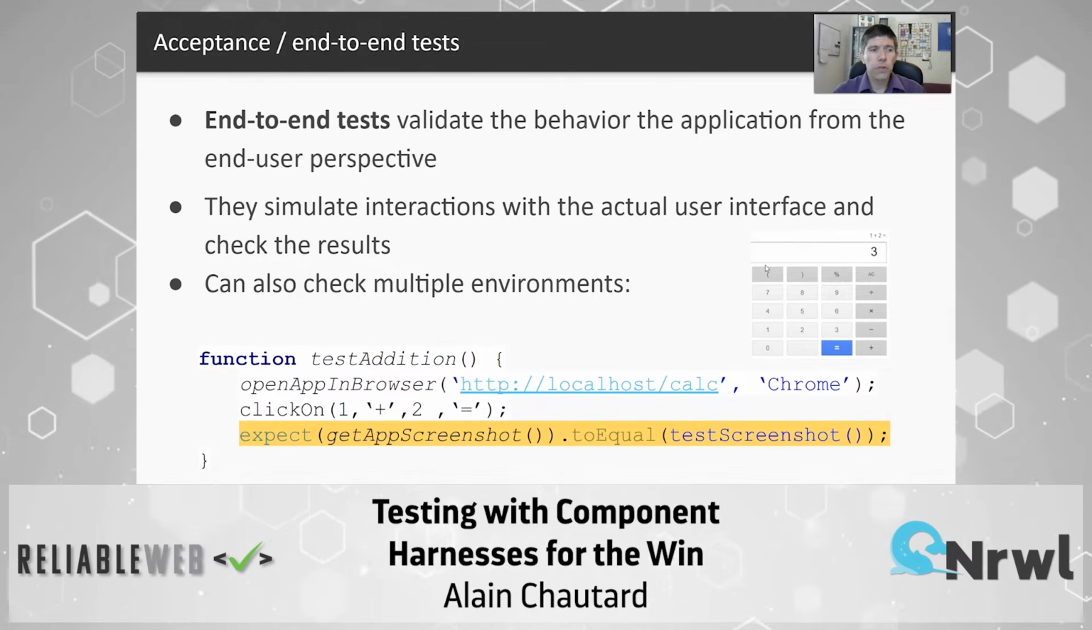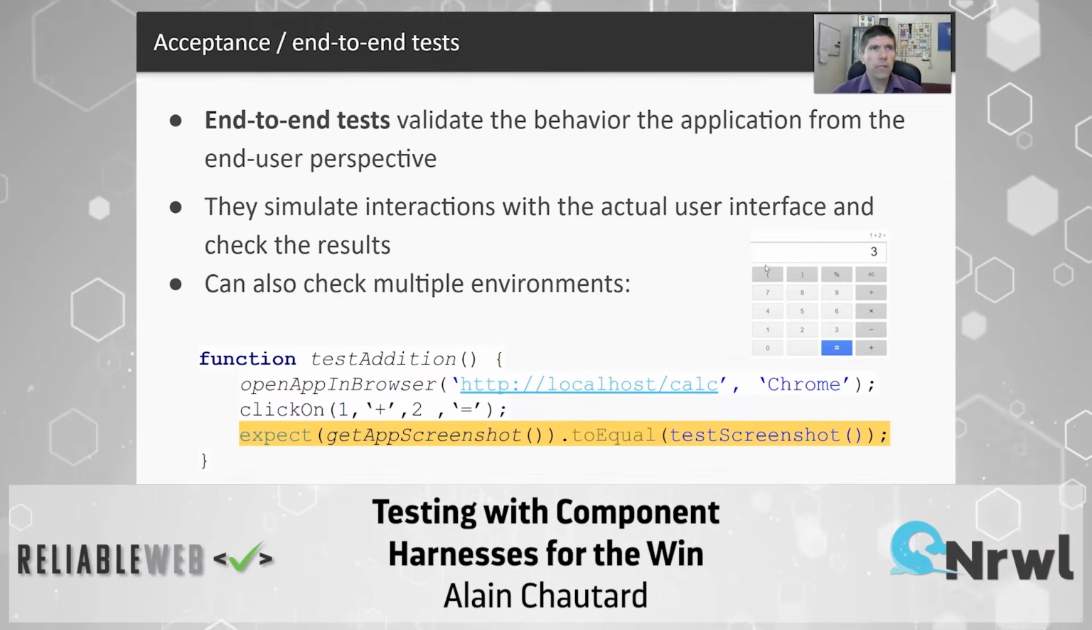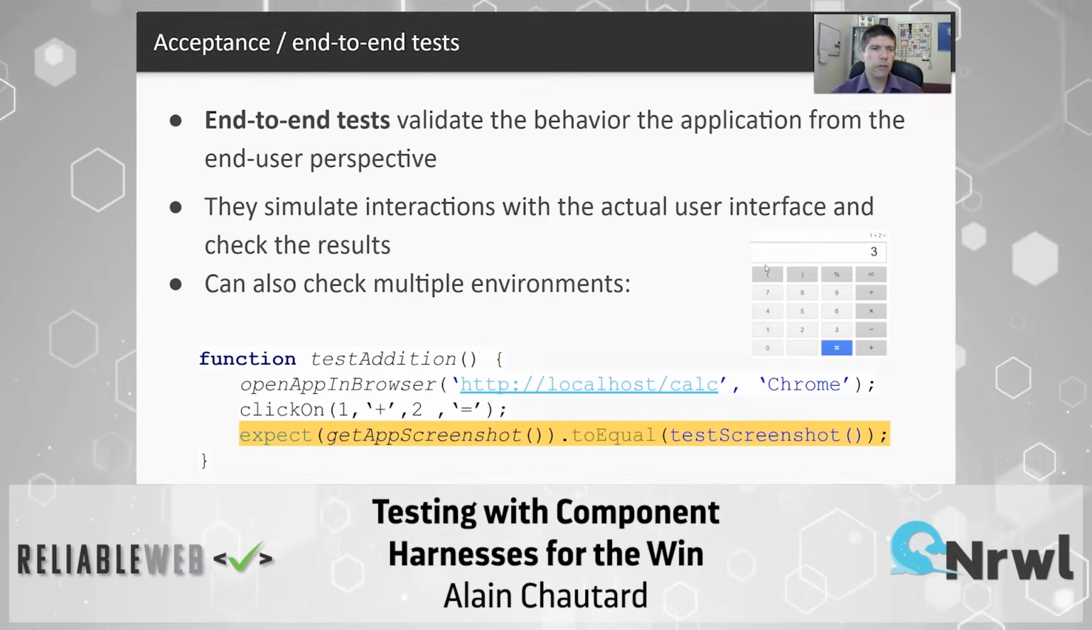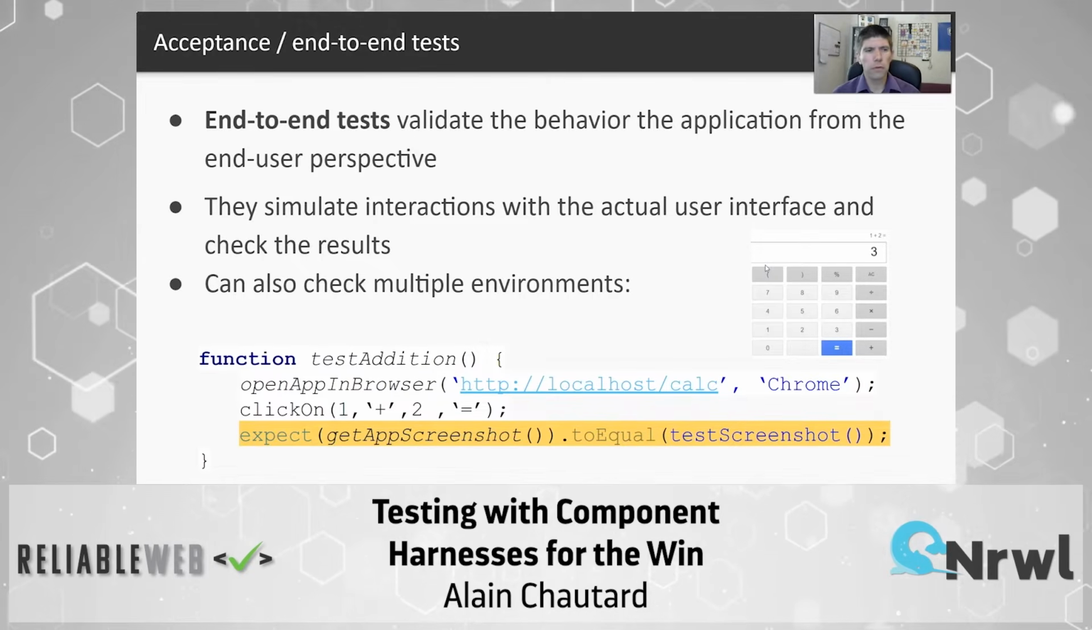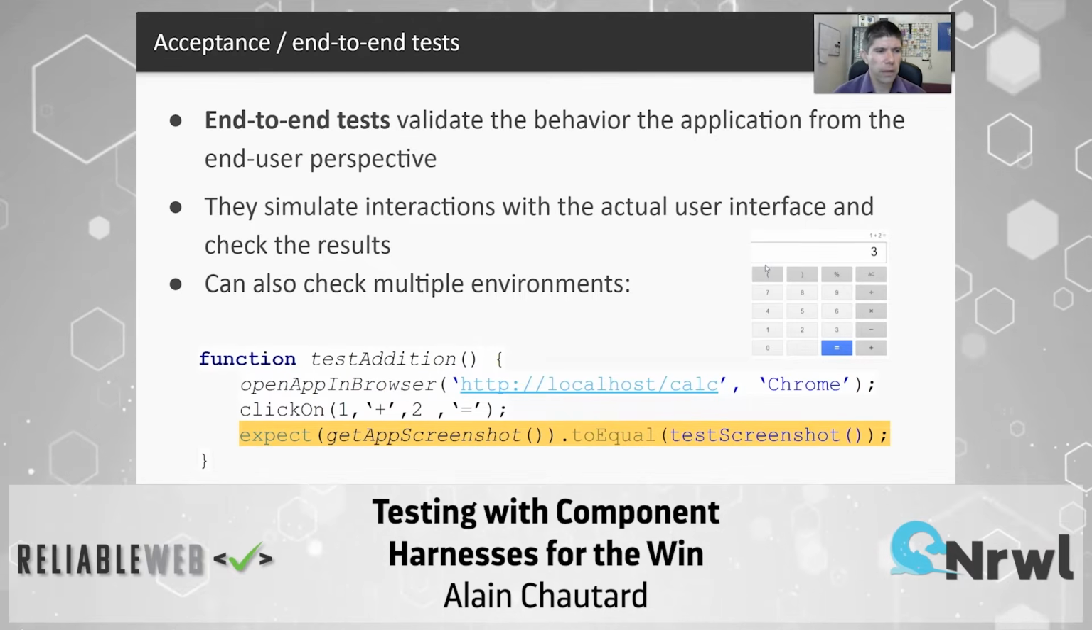These tests are also used to validate multiple environments. So that's what you would do. Let's say you have a web app, and you want to validate that it works in Chrome, Edge, Firefox, many different browsers, for instance. That's a typical use case of end-to-end tests as well.